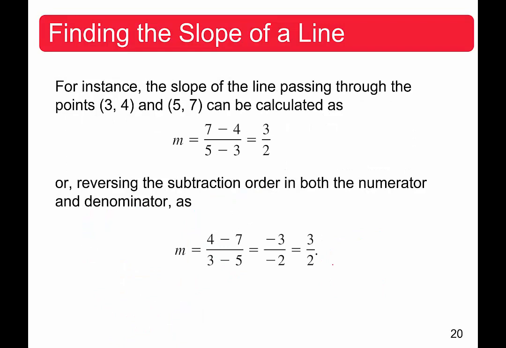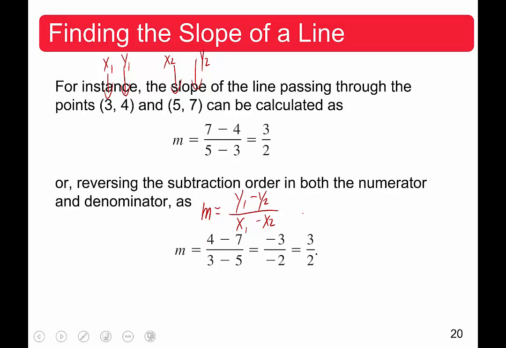Now, for example, if you want to find the slope passing through these 2 points, (3, 4) and (5, 7), we label this (x1, y1) and this (x2, y2). So slope equals 7 minus 4 over 5 minus 3, so that turns out to be 3 over 2. If you reverse the order, using slope equal to y1 minus y2 over x1 minus x2, you get 4 minus 7 over 3 minus 5, and they both become negative.